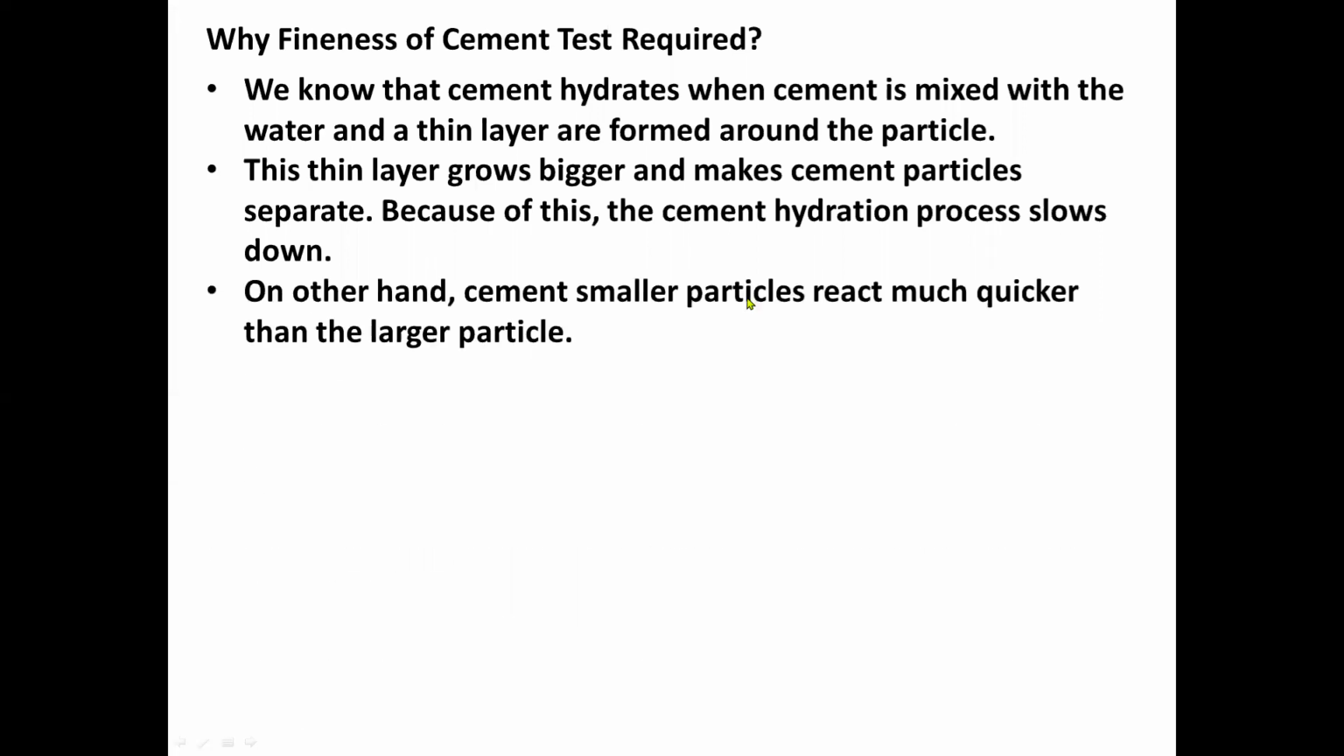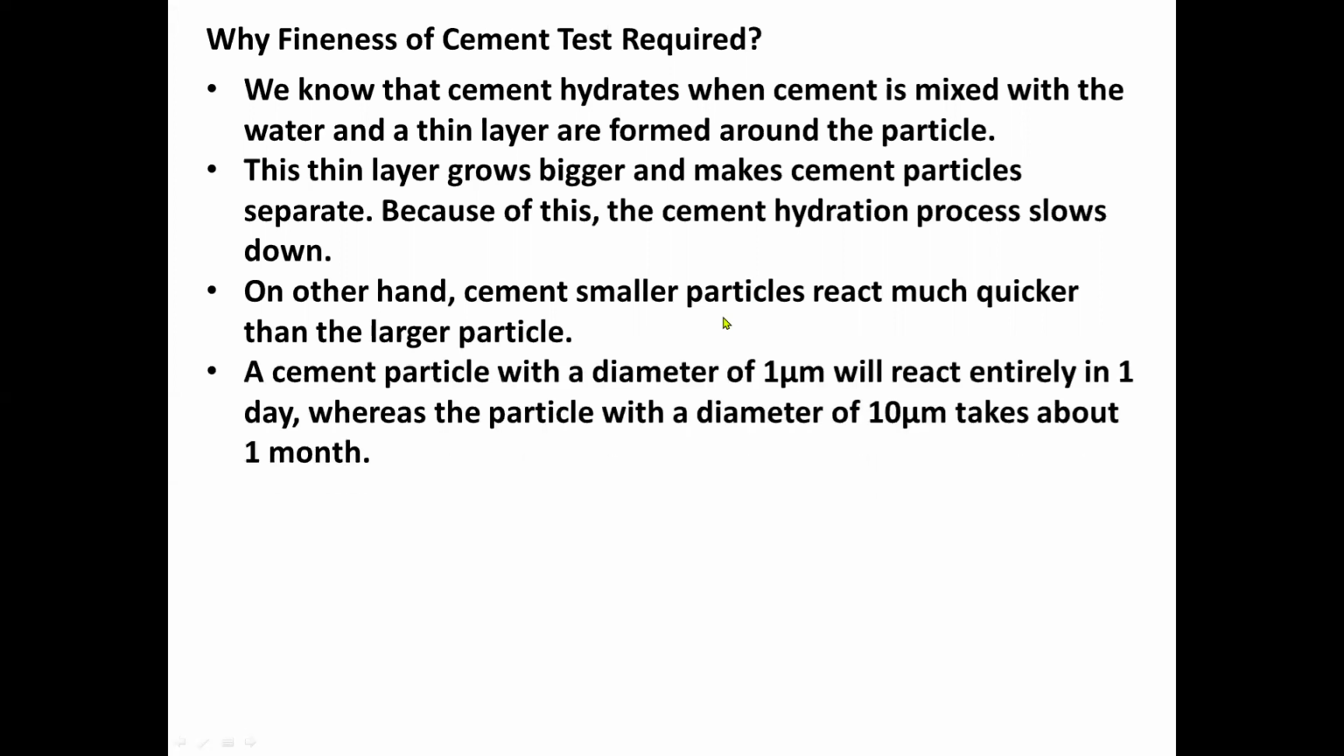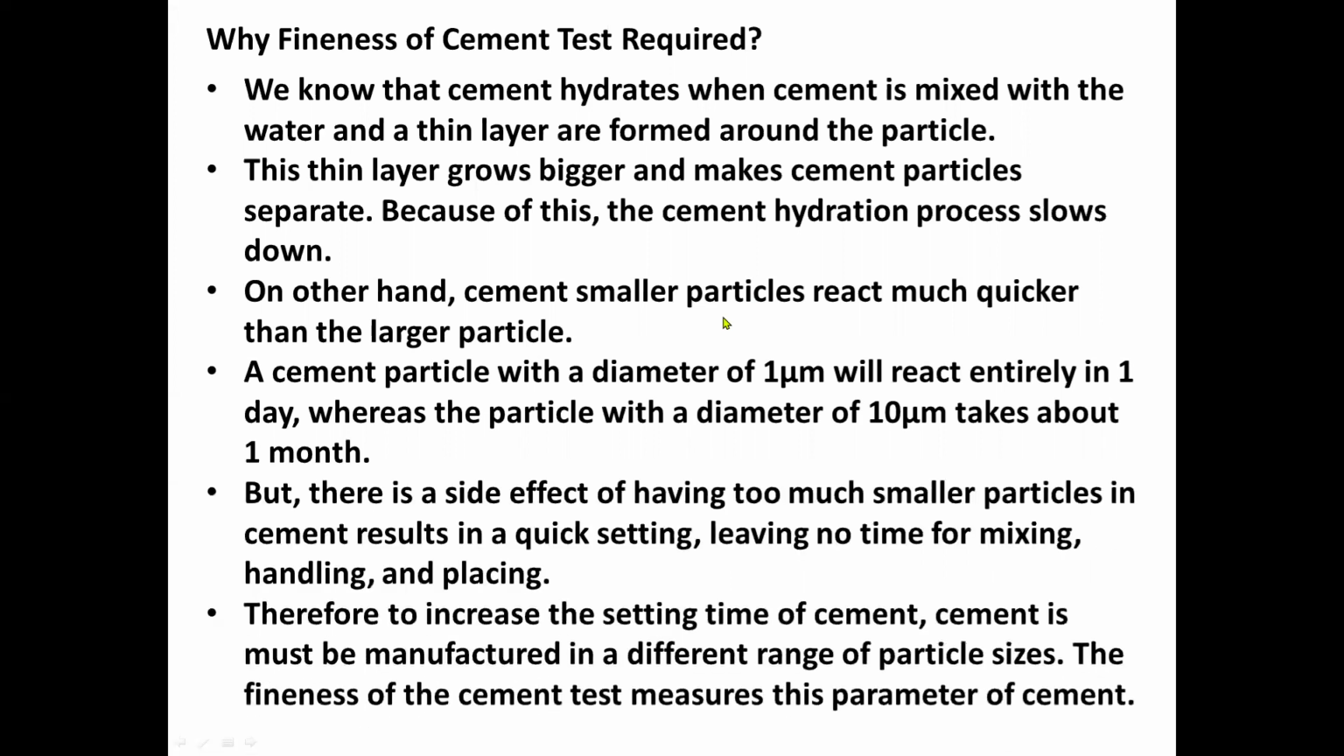On the other hand, smaller cement particles react much quicker than larger particles. A cement particle with a diameter of 1 micrometer will react entirely in 1 day, whereas a particle with a diameter of 10 micrometers takes about 1 month. But there is a side effect: too many small particles in cement result in quick setting, leaving no time for mixing, handling, and placing. Therefore, to increase the setting time of cement, it must be manufactured in a different range of particle sizes. The fineness of cement test measures this parameter of cement.